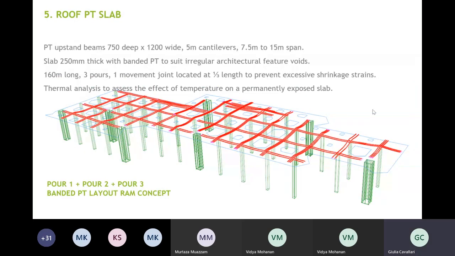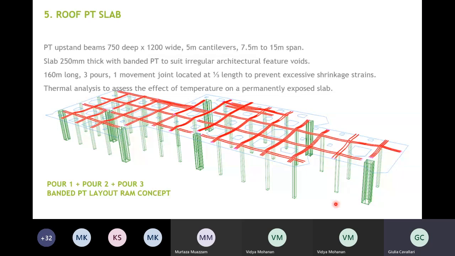The last challenge for this project was the roof slab. It has large cantilevers, as you can see at this location. It's about 5 meters, and there are some large spans. For example, between these two columns is 15 meters, and there are a lot of voids that are architectural features. And for these reasons, we decided on a PT slab with upstand beams.